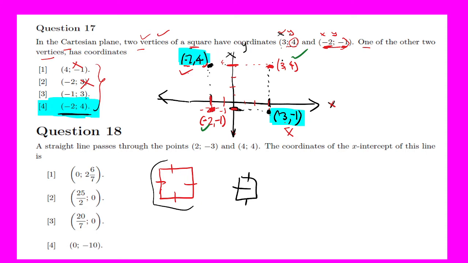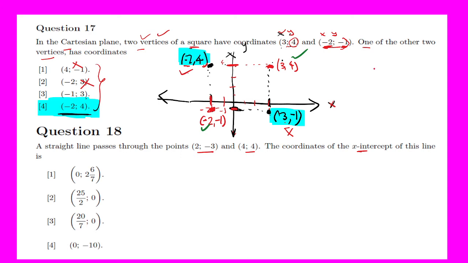Now let's go to question number 2. So question number 2 is way easy. Here they say the line passes through this point and that point. They ask for the coordinate of the x-intercept. So basically what you should do is find the equation of a line.